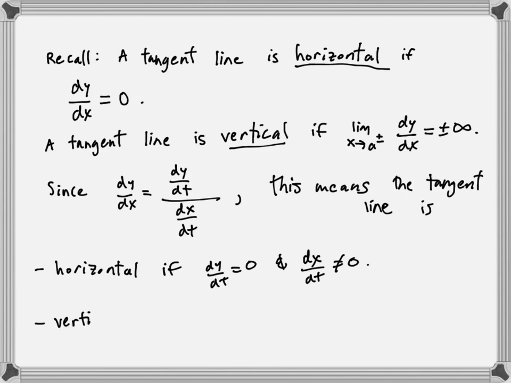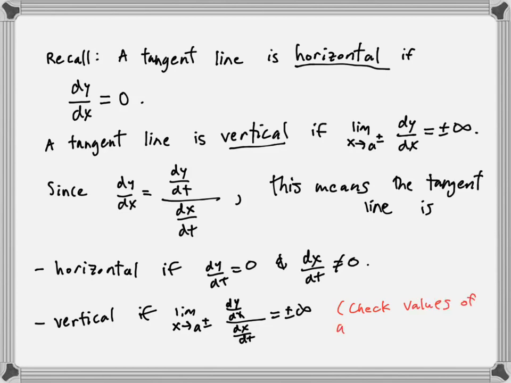It's going to be vertical if, well, we're still going to need to do a limit here, right? So this is going to be if the limit as x goes to a of dy/dx is plus or minus infinity. We still do care about where that is plus or minus infinity, but the way you're going to find this is you're going to check values of a where you get something undefined. In other words, where dx/dt is equal to 0. Wherever dx/dt is 0, this actually means that your slope is undefined, and so those might be vertical tangent lines. Let me do one more note that helps, just as a recall.